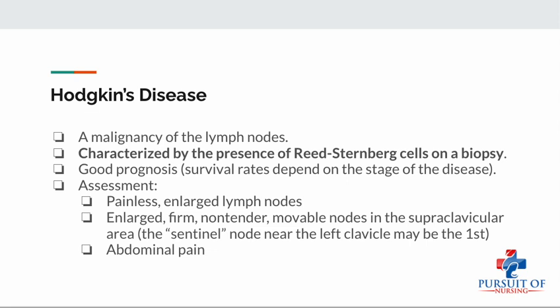This patient is going to present with painless enlarged lymph nodes. The sentinel node near the left clavicle may be the first one to become enlarged. They may also have abdominal pain. The most common sites of metastasis for Hodgkin's disease are the spleen, liver, bone marrow, lungs, or mediastinum.